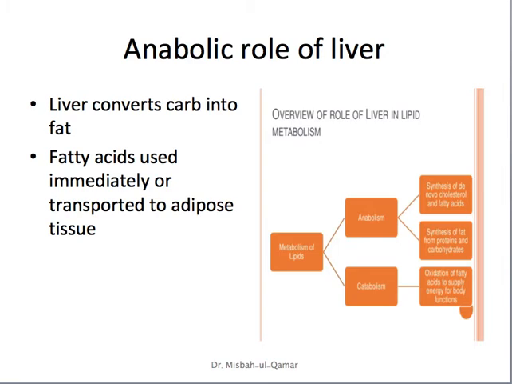So, what is the anabolic role of liver in fat metabolism? You see, when carb stores are saturated, liver converts excess ingested carb into fat. Almost all the fat synthesis in body from carbohydrates and proteins occurs in liver. Fatty acids thus formed can be used immediately or they are transported in lipoprotein to the adipose tissues.